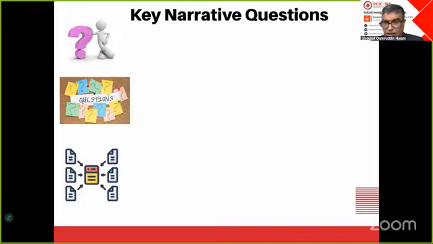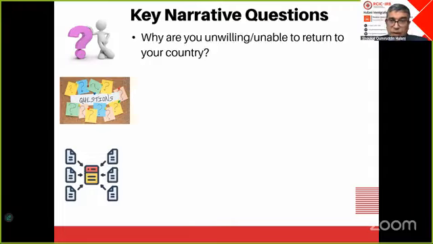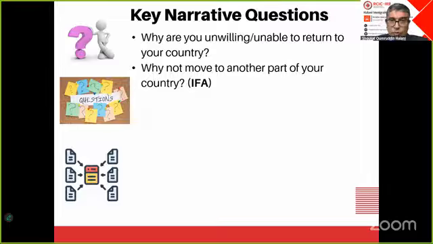So now we come to the main questions of your BOC form. Why are you unwilling or unable to return to your country? You must mention all those factors, all those dangers, all those risks in your BOC form. Why not move to another part of your country? That is, in our term, we call it IFA, internal flight alternative. So you will be mentioning why your life is in danger, not only where you are living, but in all other parts of your country.